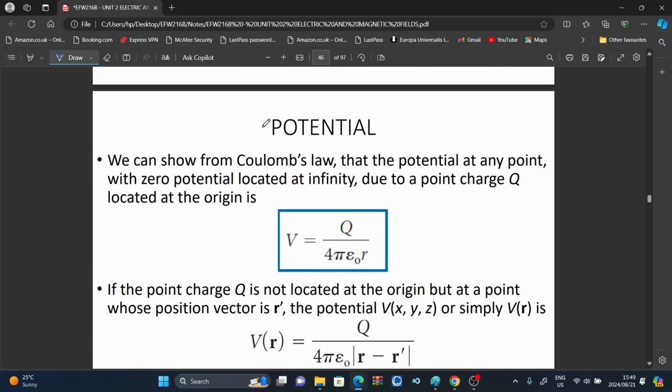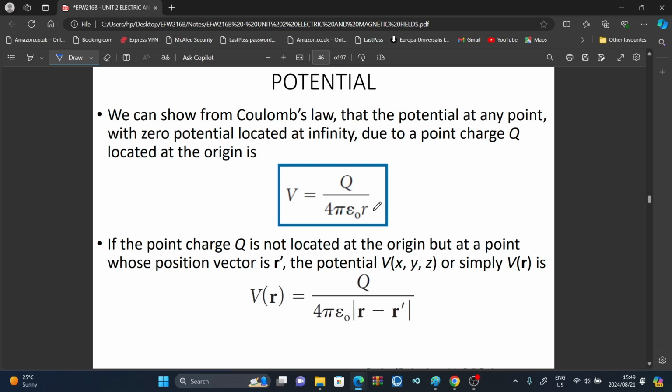As you can see here, the potential energy, or voltage, can be calculated using Coulomb's law, where we have Q divided by 4 pi epsilon naught, which just remember is a constant, and R is the distance between 2 points.